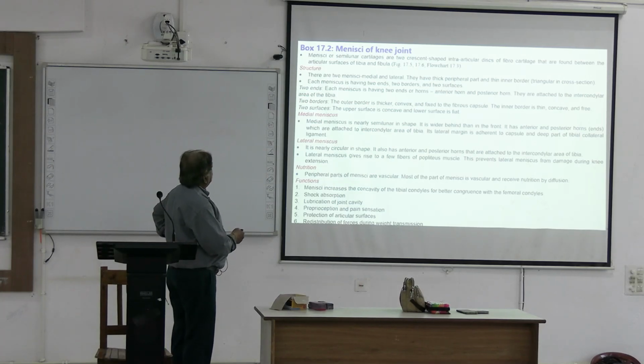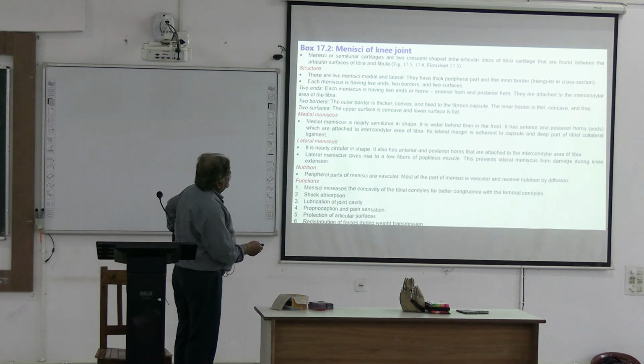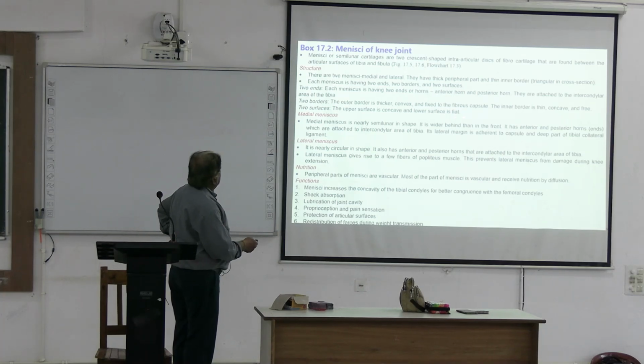Two borders: the outer border is thicker, convex, and fixed to the fibrous capsule. The inner border is thin, concave, and free. Two surfaces: the upper surface is concave and the lower surface is flat. Medial meniscus is nearly semilunar shaped. It is wider behind than in front. It has an anterior and posterior horn attached to the intercondylar area. Its lateral margin is adherent to the capsule and ligament.